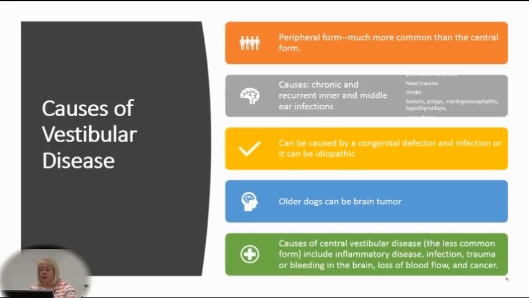So let's look a little bit at the causes of vestibular disease. The peripheral form is a lot more common than the central form, and the causes of that tend to be chronic and recurrent inner and middle ear infections, head trauma, stroke, tumors, polyps, meningoencephalitis, hypothyroidism, things like that. It can be caused by an infection, a congenital problem, or it could just be idiopathic. A congenital defect could be.